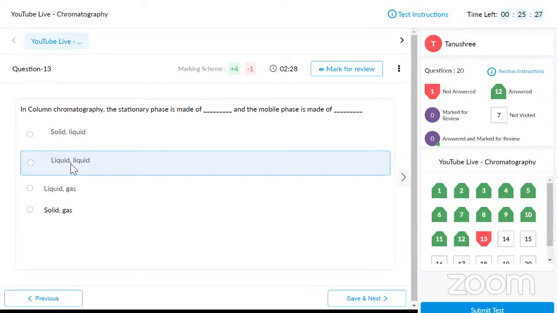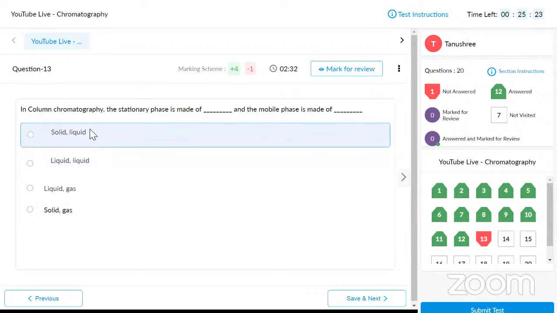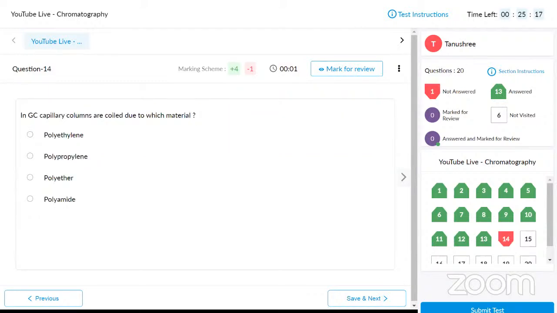So again, since the question is not related to GC, option D is also not our answer. So our answer is the solid and liquid, that is option A. So let us proceed. Now, in GC, capillary columns are coated using which material?